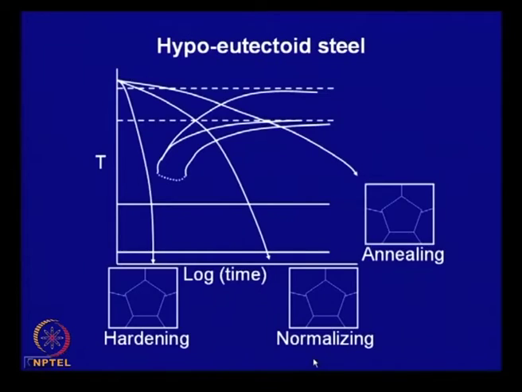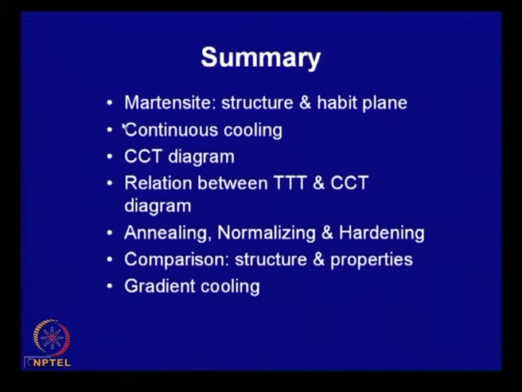So, to sum up, today we looked at the martensite structure and its habit plane, and why it forms on certain specific crystallographic planes. We also looked at the continuous cooling process and the CCT diagram. We also saw the relationship between TTT and CCT and introduced three common heat treatment processes.